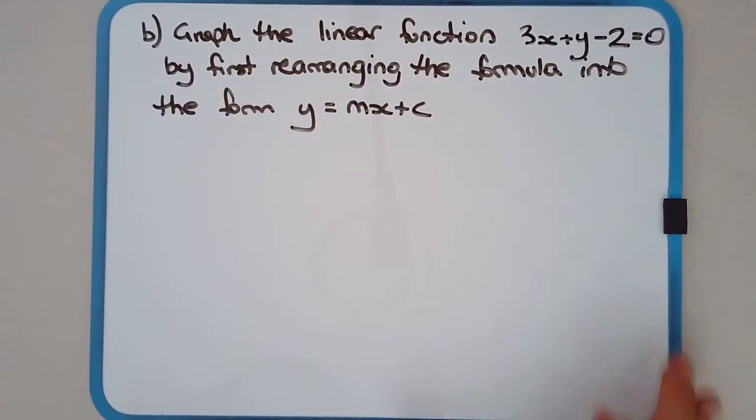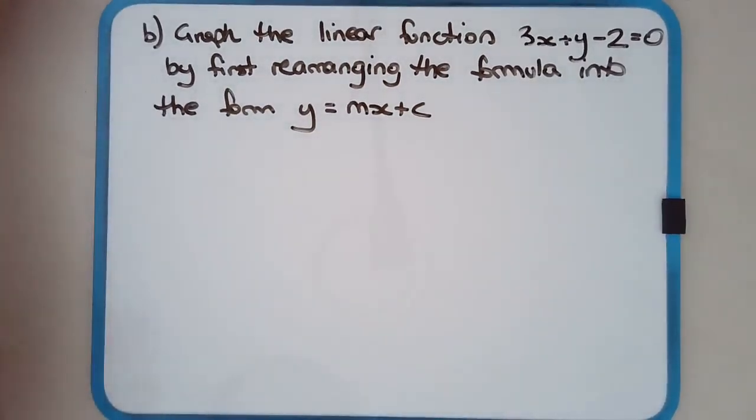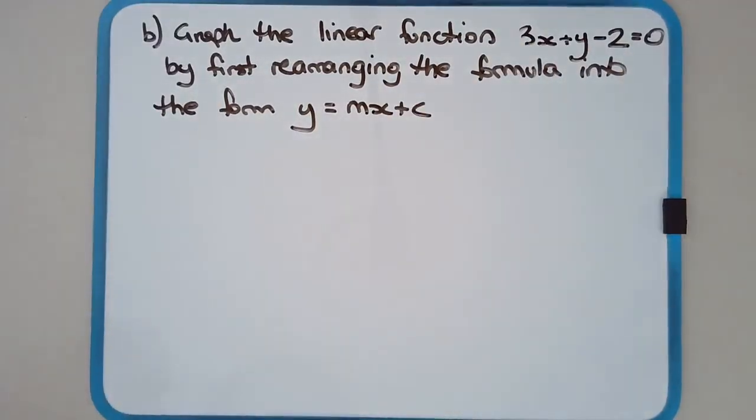Graph the linear function 3x plus y minus 2 equals 0. But firstly, we need to rearrange this formula. This is not in the form y equals mx plus c. What are you going to do about that? You're going to say, I need to rearrange it because this is not a form that I'm familiar with. Well, let's turn it into a form that we're familiar with. And this is where you've got to put on your algebra cap and switch on the algebra part of your brain.